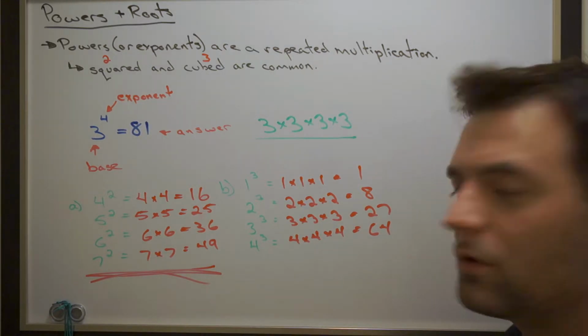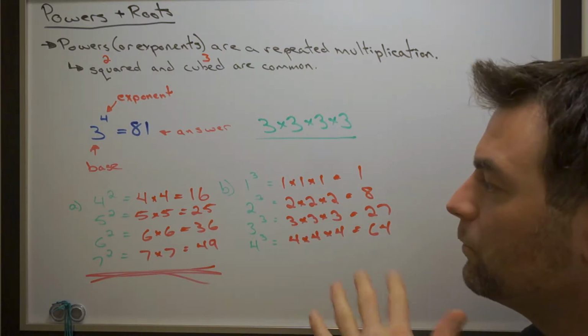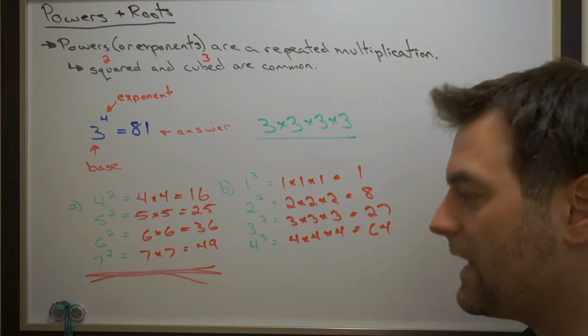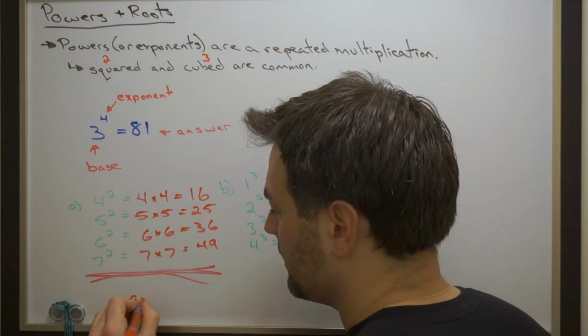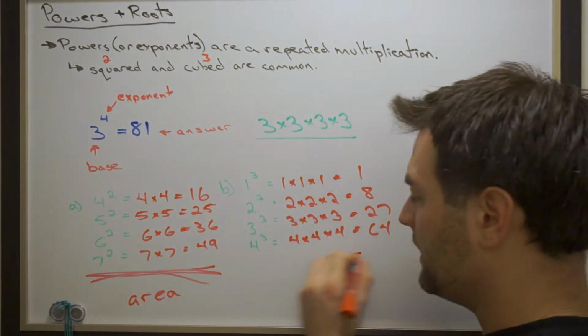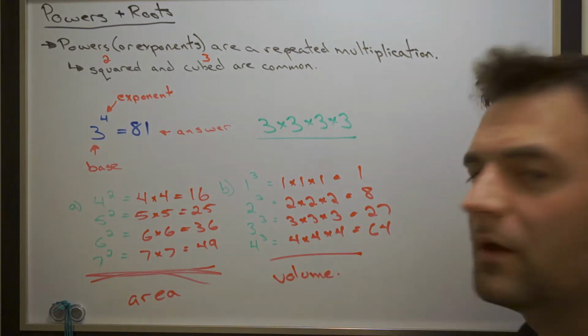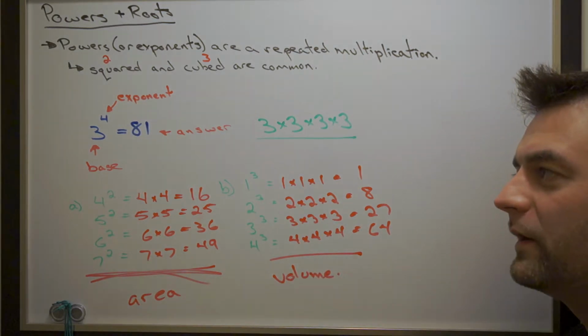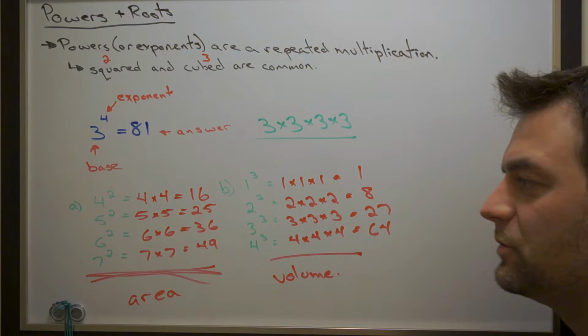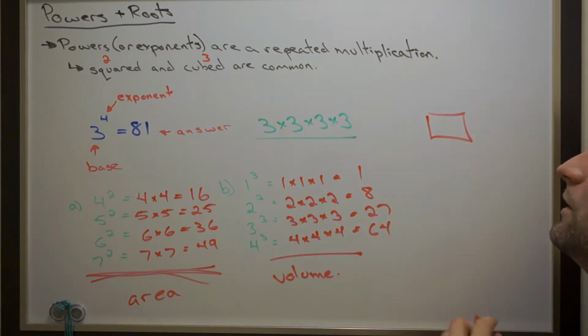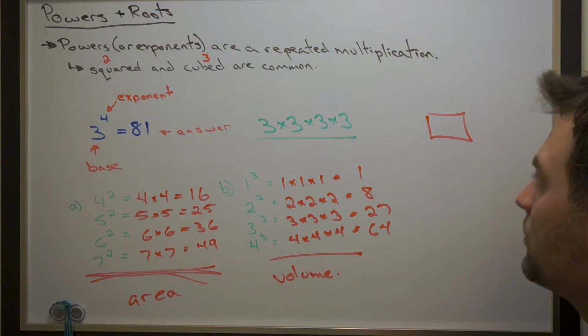The other thing to note with these is that you can actually kind of think of these as area, and these ones here as volume. And that's where the word square and cube come from. So when we say square, you should actually picture in your head a square, which my drawing of a square is a little more rectangular.